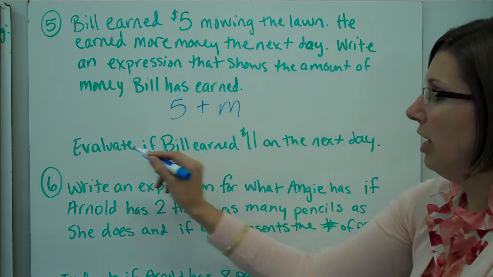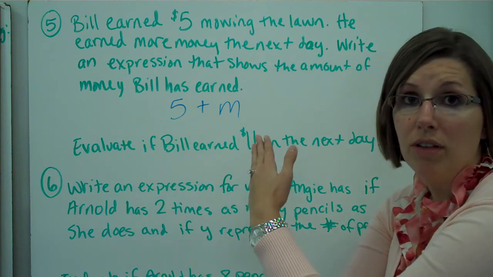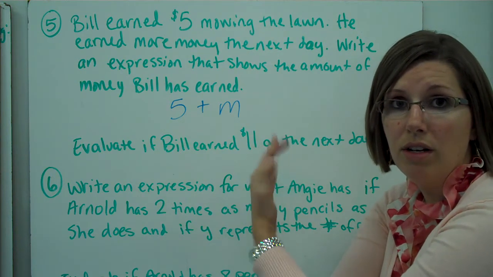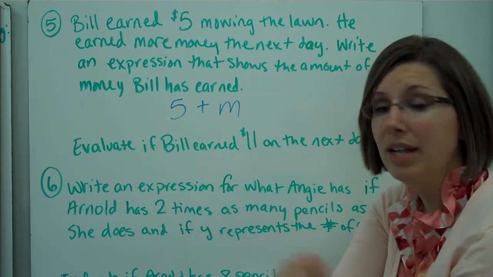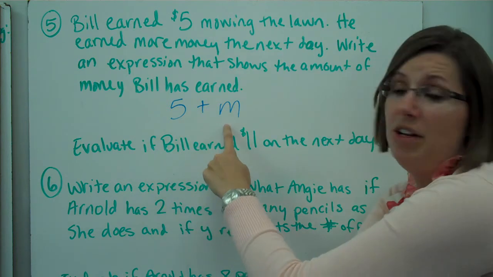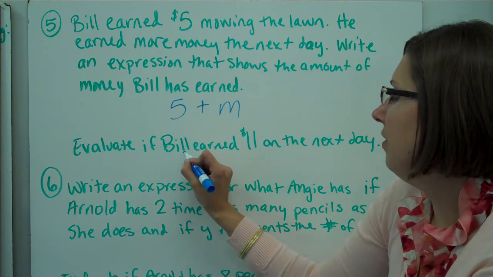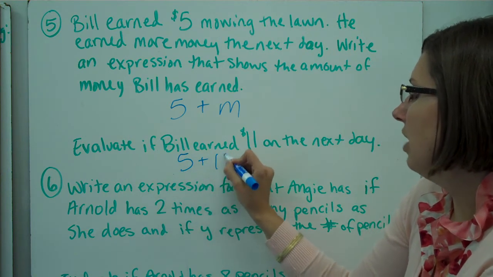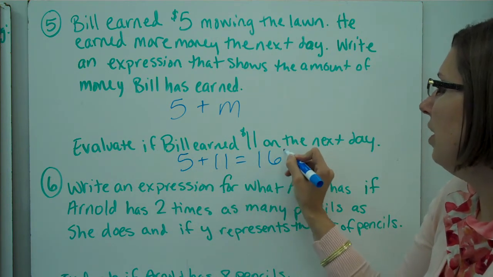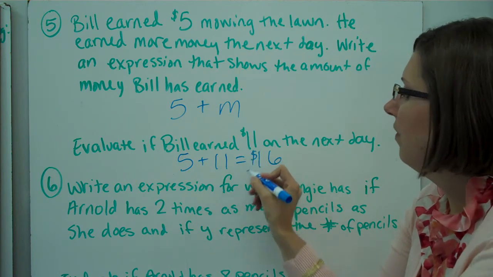So that's my expression, 5 plus M. Now, you might have chosen a different letter. If you chose a different letter on your paper, that's fine, as long as you have 5 plus and then your letter. Evaluate the scenario if Bill earned $11 the next day. Well, Bill has a total of $16 now.